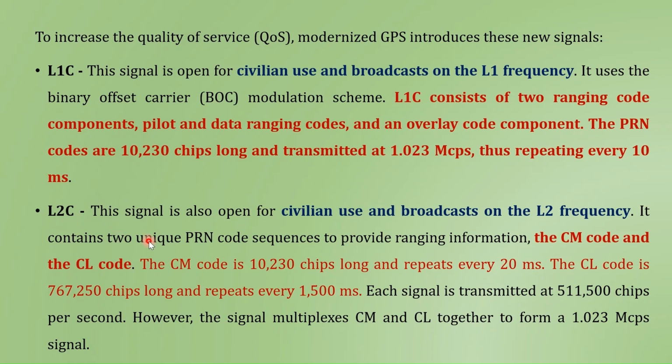And here it has the two unique PRN code sequences, the CM code and the CL code. And there is a difference in the length of the chips. So here we can see the CM code is 10,230 chips long and it is repeated every 20 milliseconds, while the CL code is 767,250 chips long and it is repeated every 1500 milliseconds.